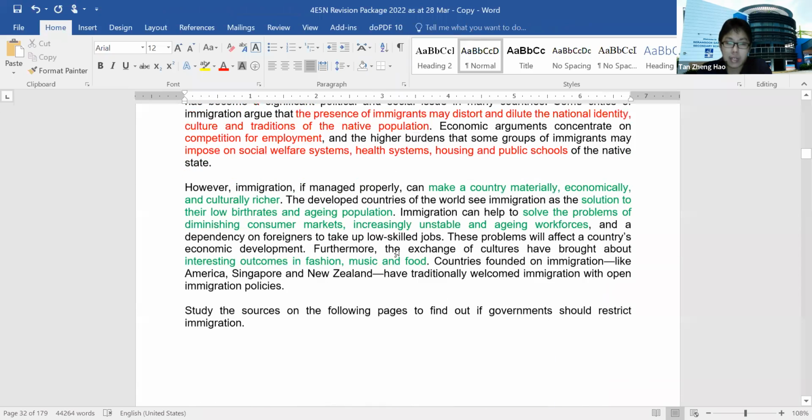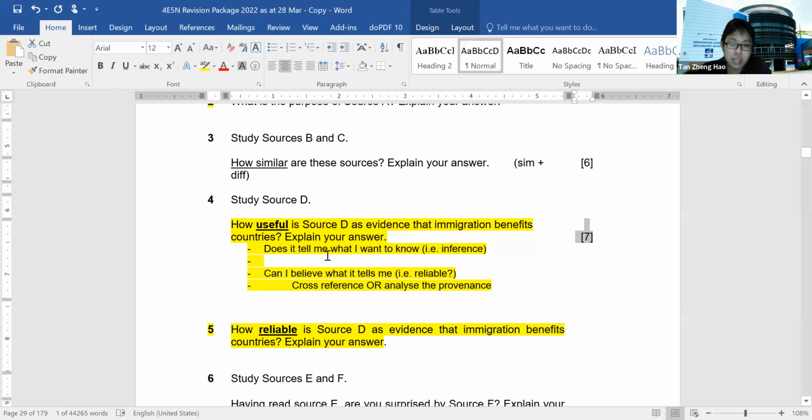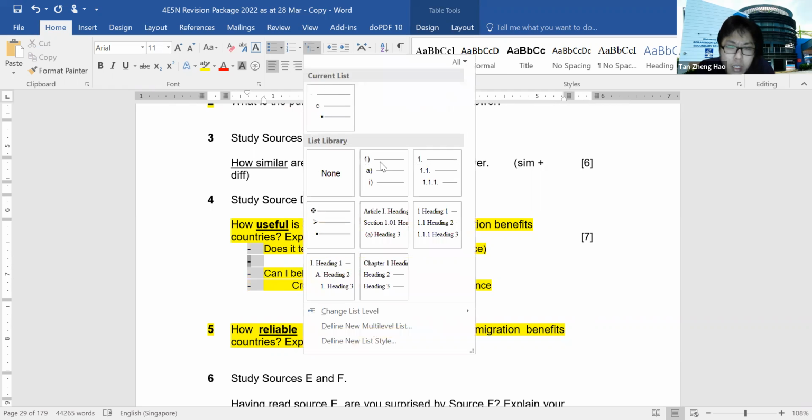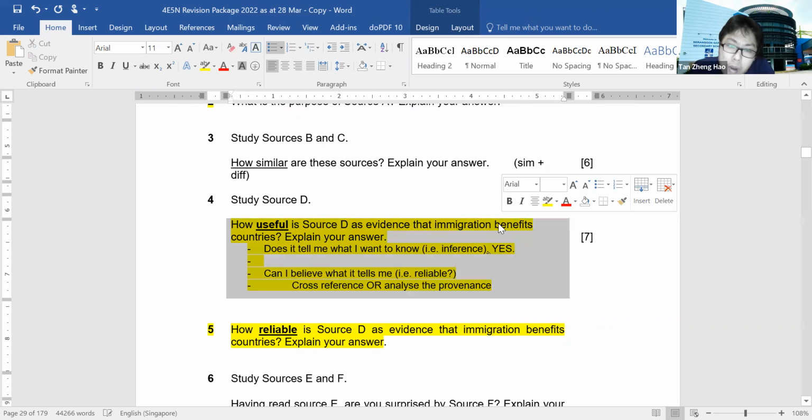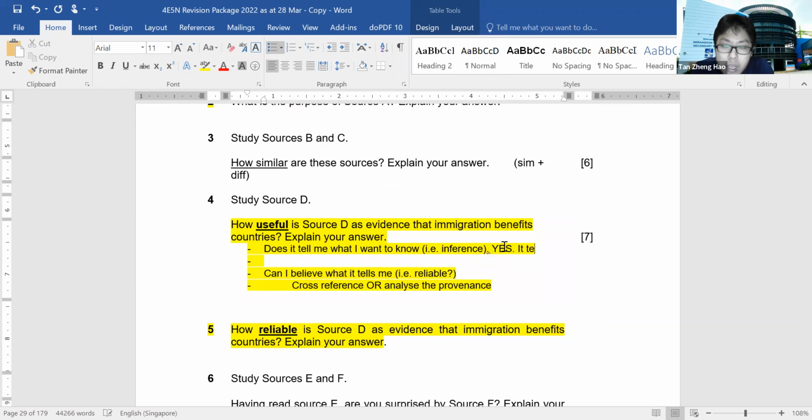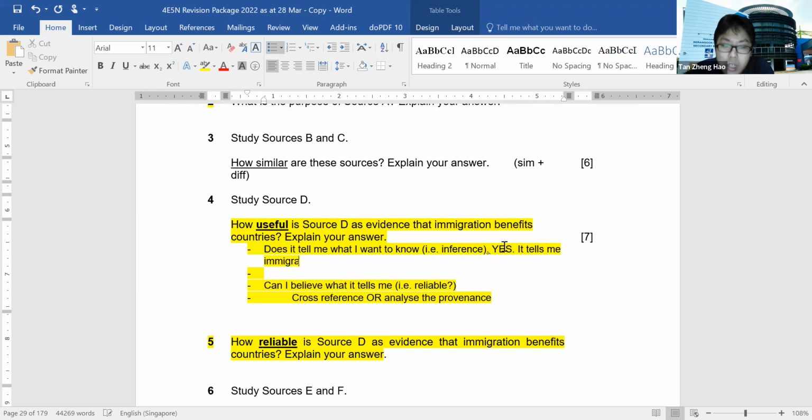Okay, so the answer to this, yes, it tells me what I want to know. What does it tell you? What does it tell you about immigration benefit? It tells me immigration benefits countries. Okay, so let's put a short note here before we write it out in full later.